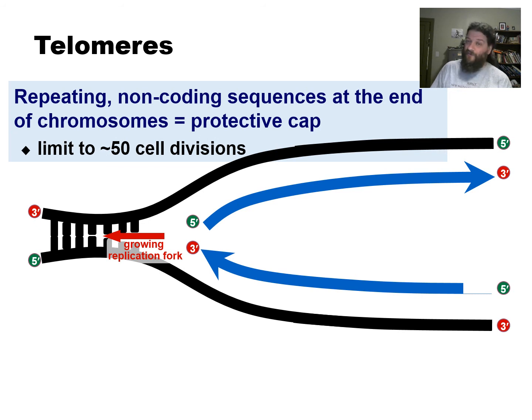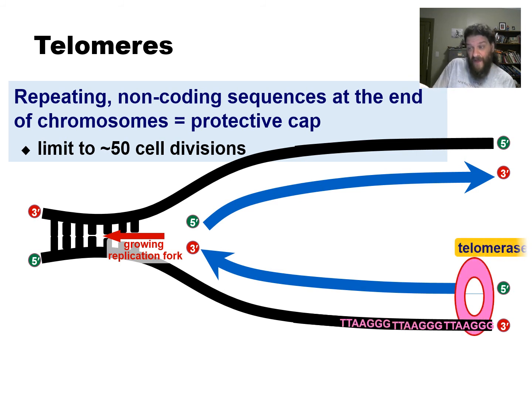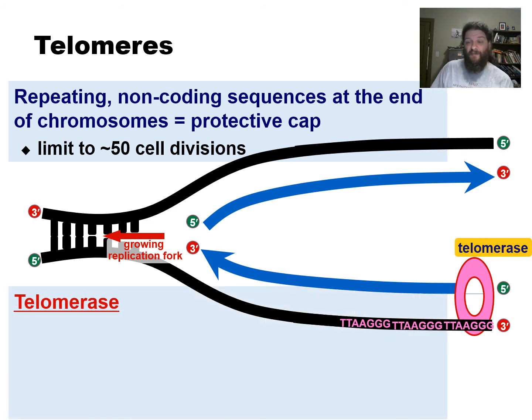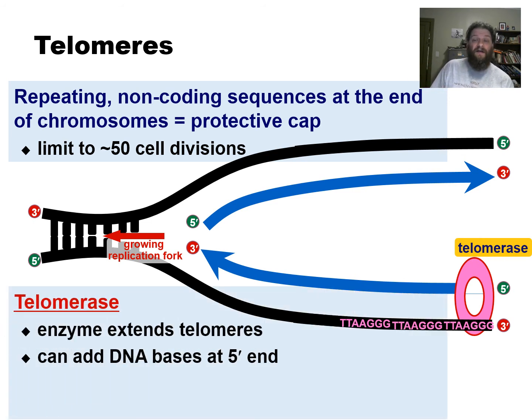But even with this in position, some cells are still limited to about 50 cell divisions. And you get these little repeating ends. And where do they come from? They're actually built by an enzyme called telomerase. And telomerase will add DNA bases onto the 5' end of the DNA and replace the parts that are actually lost.